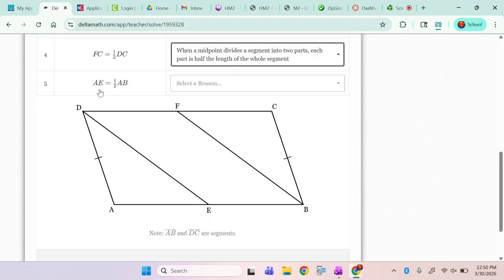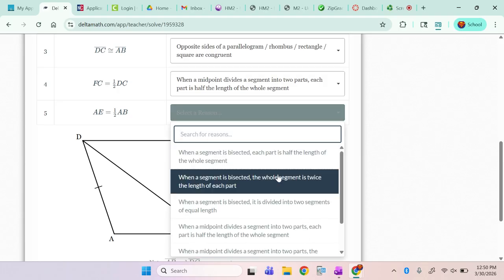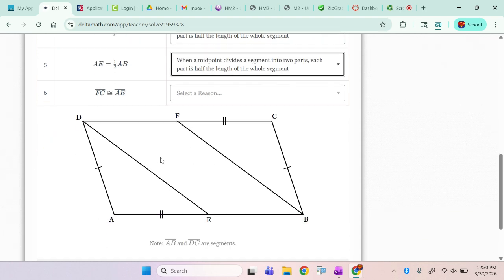So AE is equal to half of AB. Why? So AE is here, AB is the whole. It's the same thing. E is the midpoint. So we use the same statements. So guys, you'll find that a lot of these statements repeat.